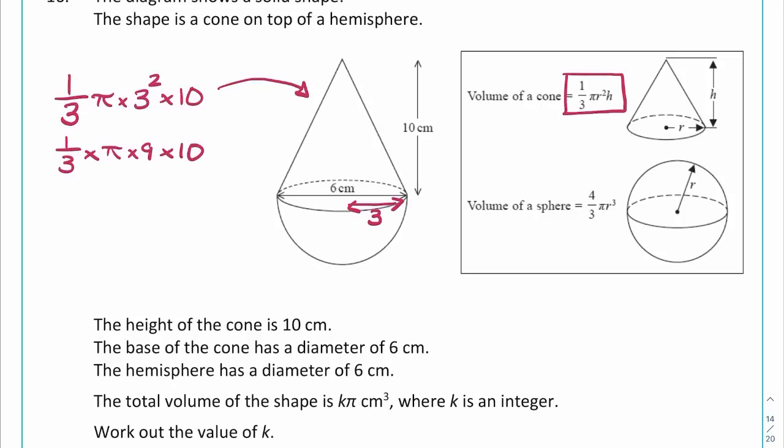Up to you which way you work this out. You could do 1/3 times 9 or 9 times 10. You can do it in any order. I'm going to do the 9 times 10. So 1/3 times pi times 90. And then 1/3 times 90 is just 1/3 of 90. So 1/3 of 90 is 30. So that'd be 30 pi. So the volume of the cone is 30 pi.